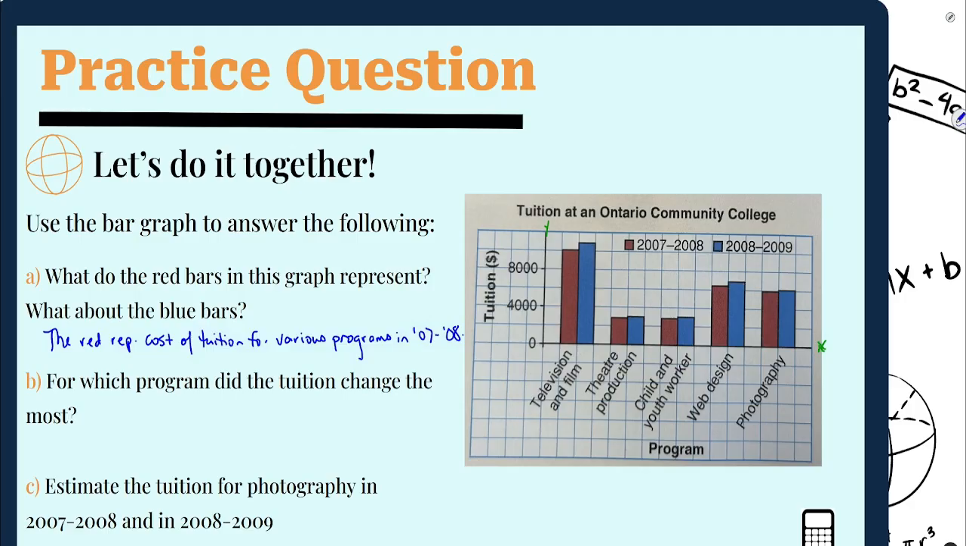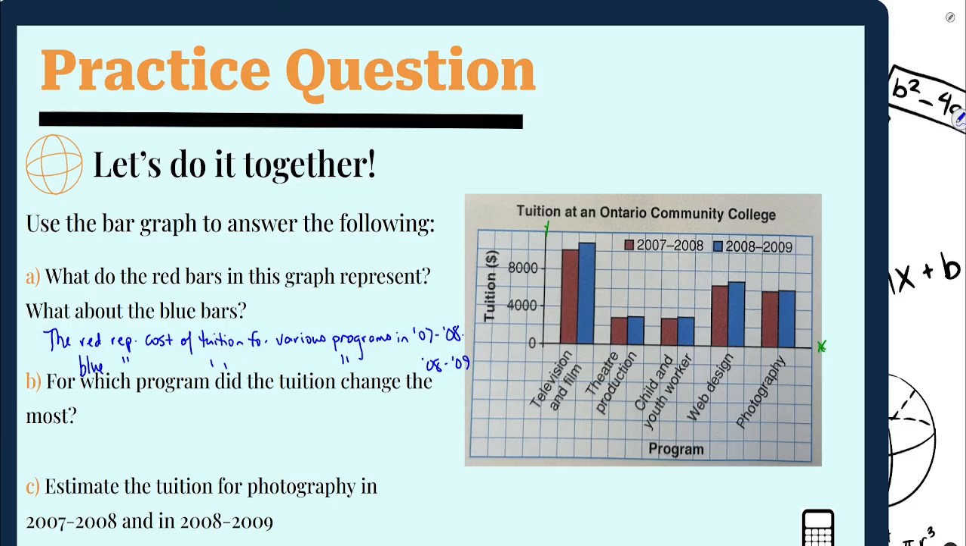Then it says, what about the blue bars? So what do the blue bars in this graph represent? Well, we look at that legend or that key, and it has a little blue square, and then it says for blue, blue is representing the years 2008 to 2009. So the red bars are telling us the cost of tuition for various programs in 2007-2008. The blue represents cost of tuition for various programs in 2008 to 2009.